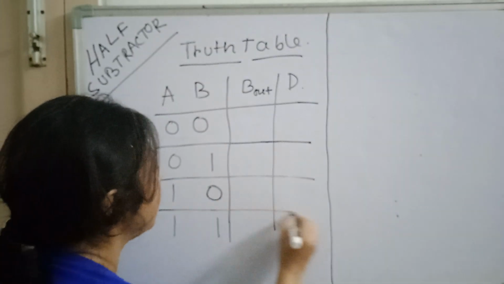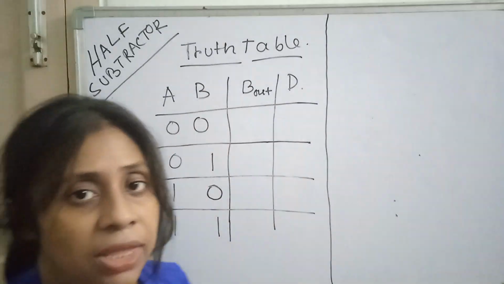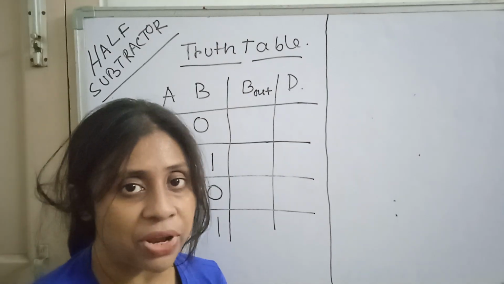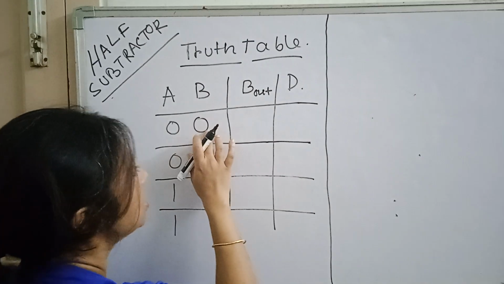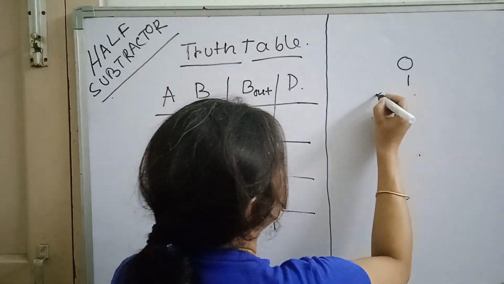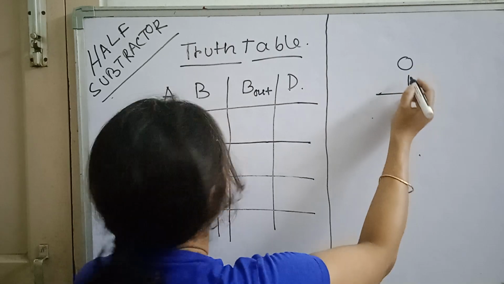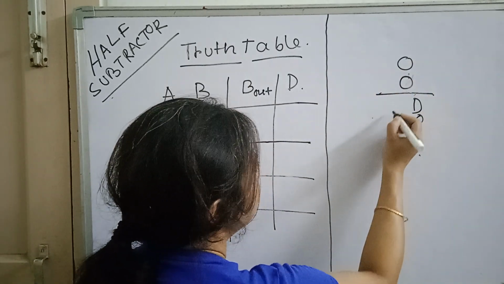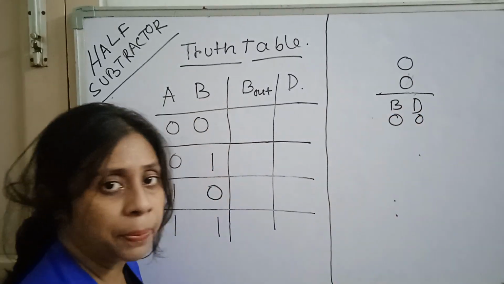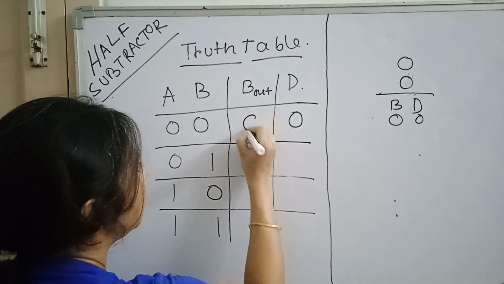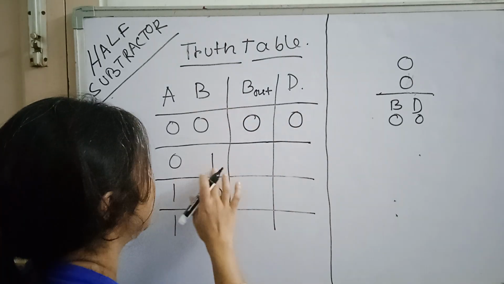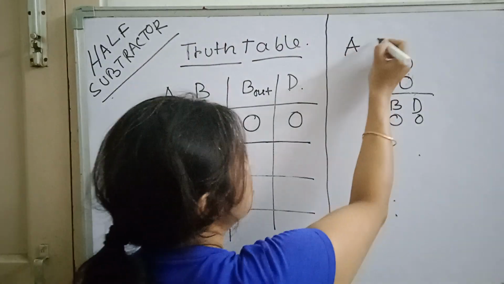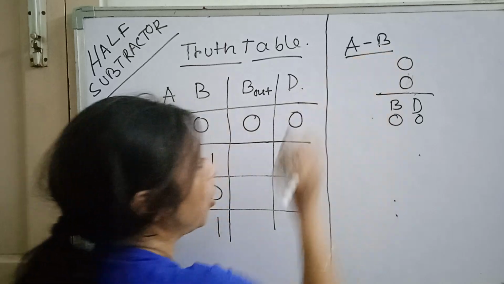See, when our input combinations are 0, 0, then what will be the difference and borrow? So how to do the binary subtraction? See, 0 minus 0 is what? We know that 0 minus 0 is difference 0 and borrow also 0. So difference 0 and B out 0. Now the next one is 0 minus 1. Actually we are doing subtraction in the manner A minus B. We will subtract B from A.